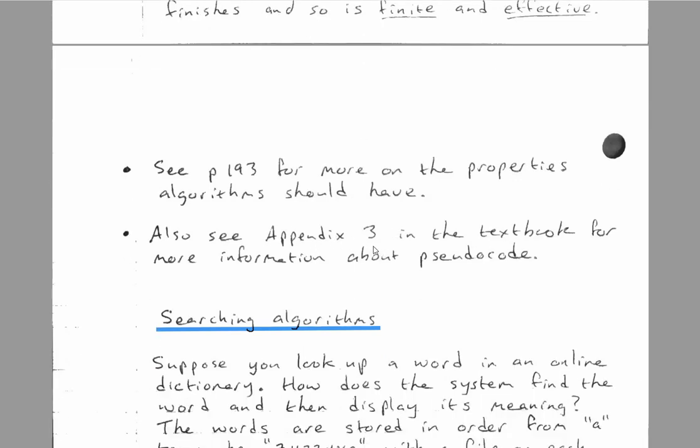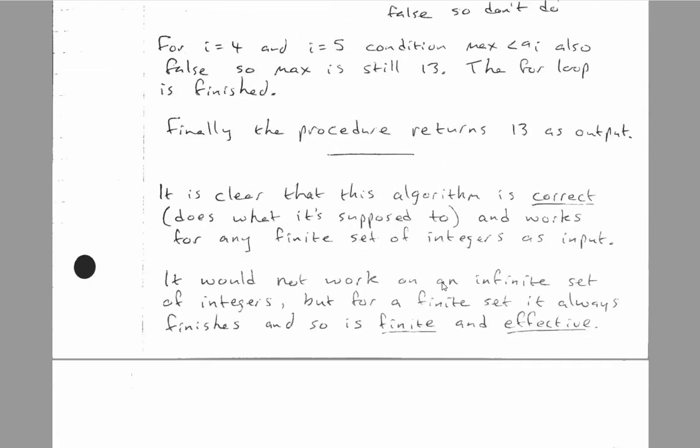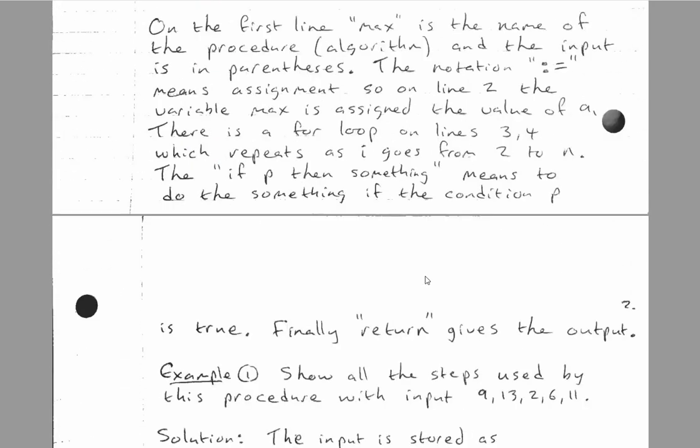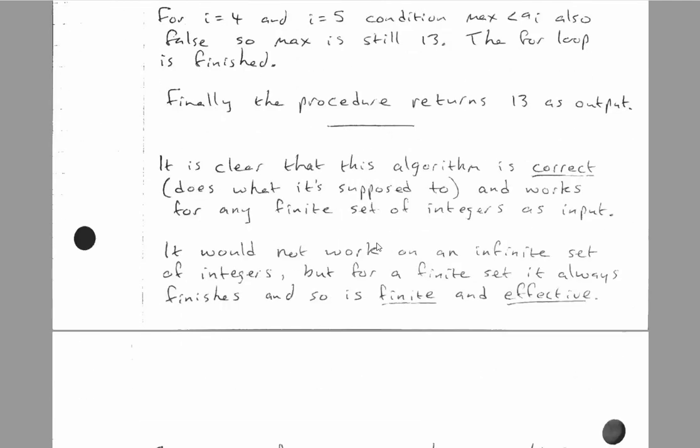Also in the book, if you look in Appendix 3 at the back, there's more information about the details of pseudocode. We'll see more examples. If you're writing a pseudocode algorithm or procedure, it should have a format similar to this. So it's fairly precise.